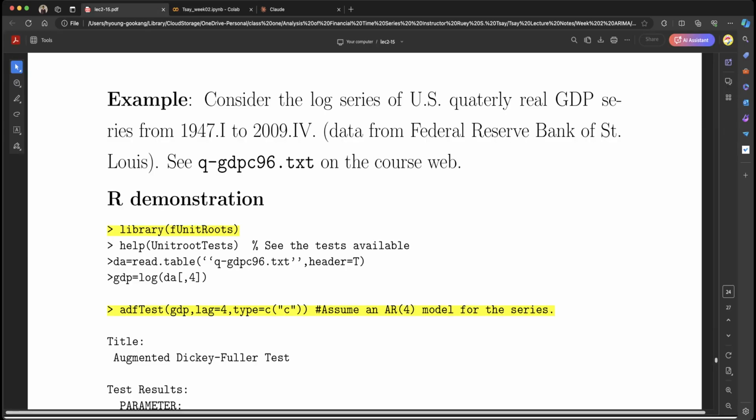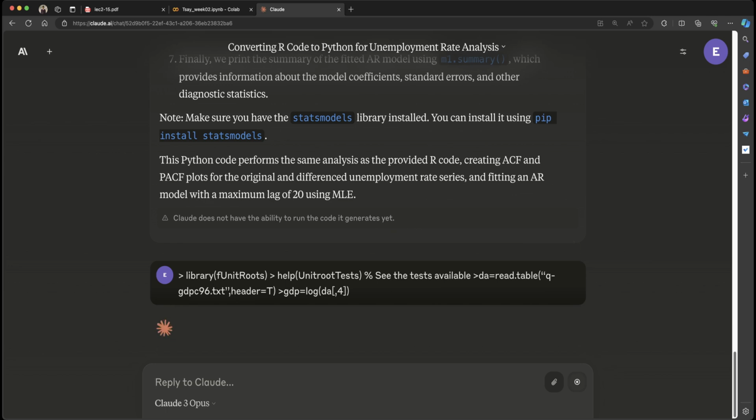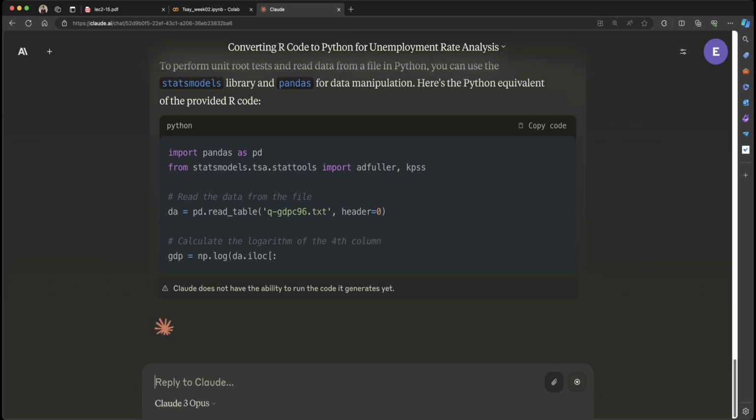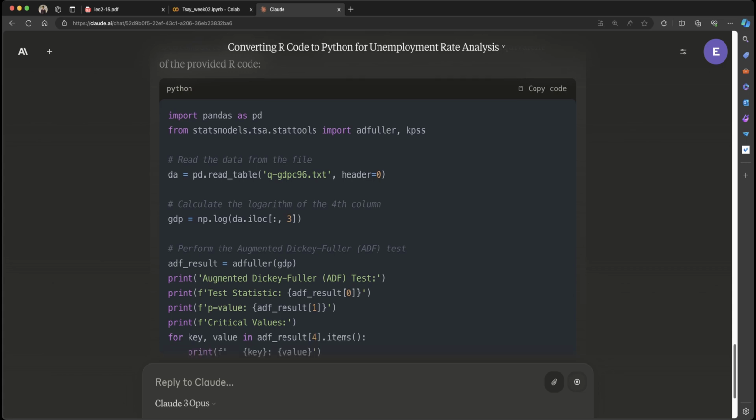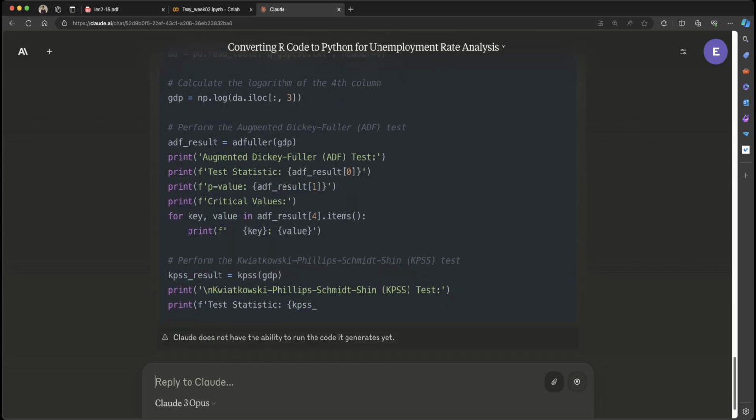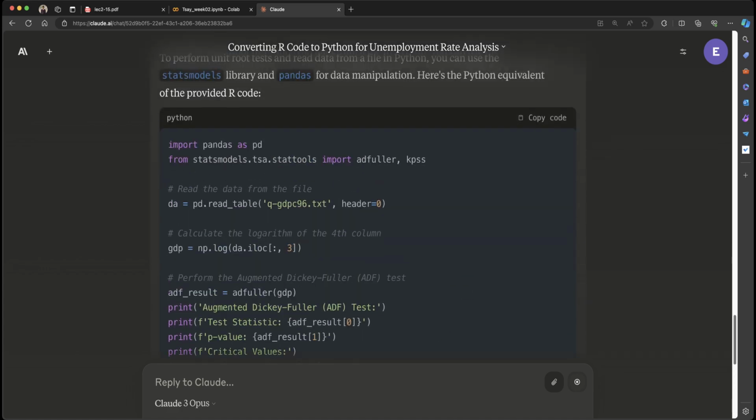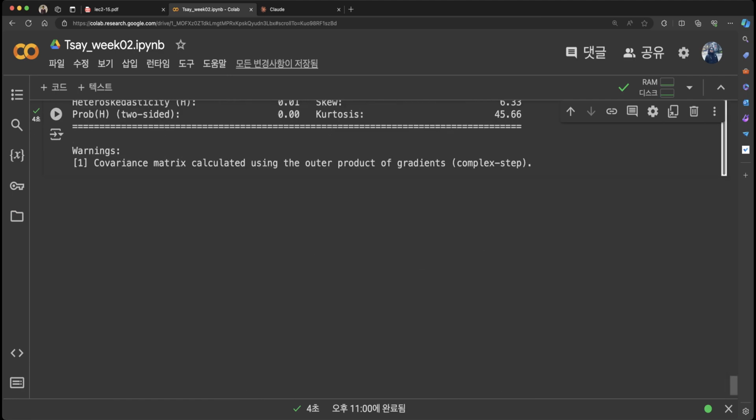And then next, Claude code, to perform the unit root test, and then, wonderful. This is amazing. Actually, this AI predicts what I'm trying to do in the future. So anyway, let's paste it because this is useful. Let me close it and then code.